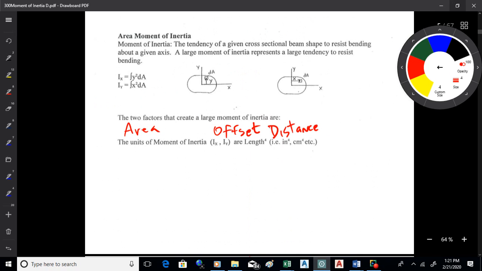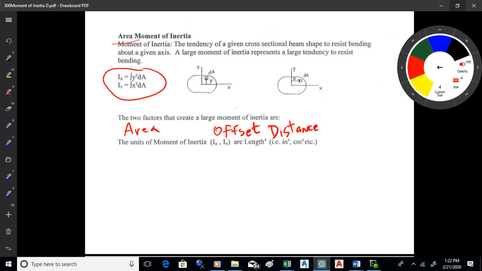There we go. Offset distance, okay? So those are the two things. So if you look at the basic definition of moment of inertia, now this is an area moment of inertia, and I want to call that out. You did this in statics. In dynamics and physics, you very likely use what's called a mass moment of inertia, which is related, but it's different. This is based on area. Mass moment of inertia is based on the mass of an object.